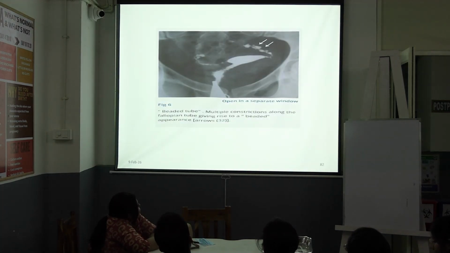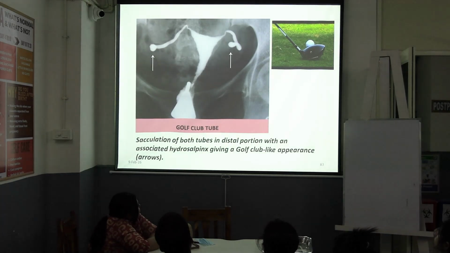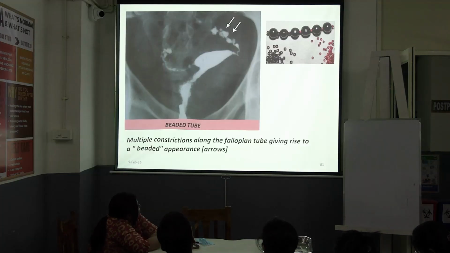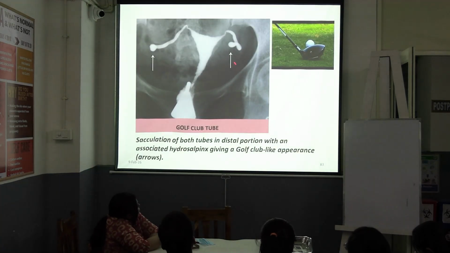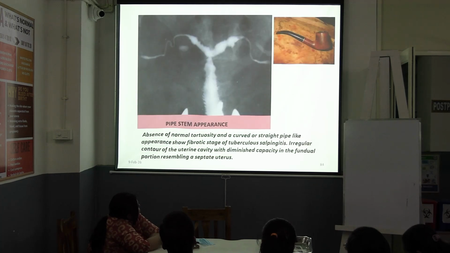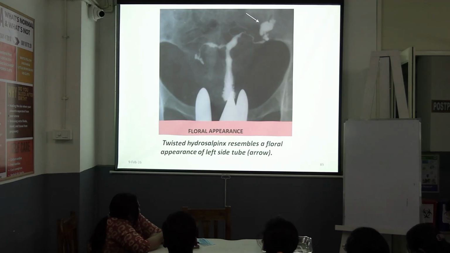See again. Golf club tube. This is also genital TB. This specific HSG appearance you should always remember. See beaded tube, golf club appearance of the tube. This another picture is of genital TB again. This is also genital TB. This is basically the hydrosalpinx which has undergone torsion.